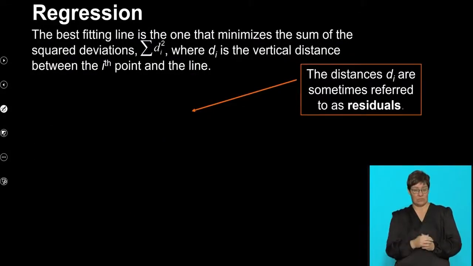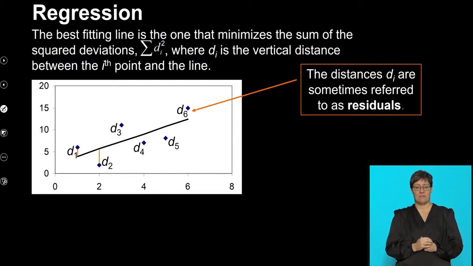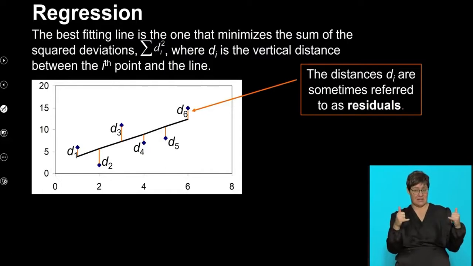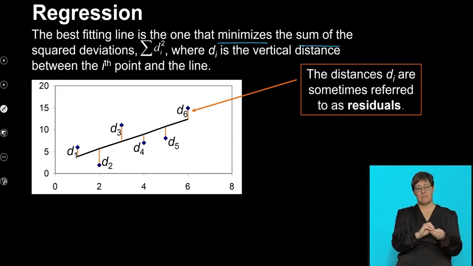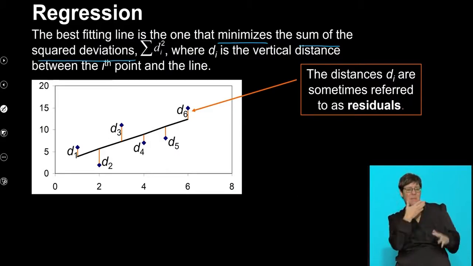So let's look at this. I'll show you. The best fitting line is the one that minimizes the sum of square deviation. So this is the line of best fit, if you can look at that.